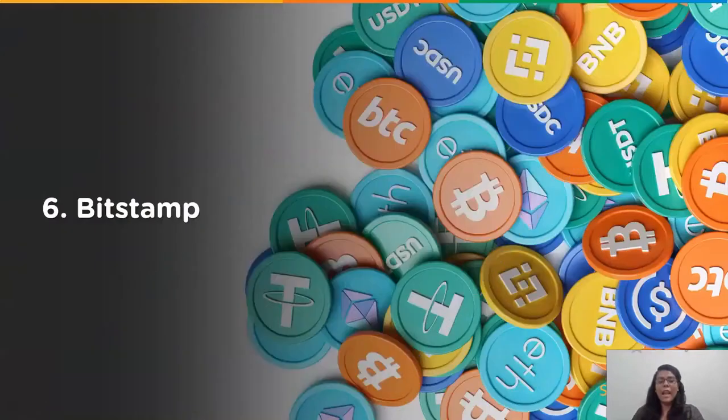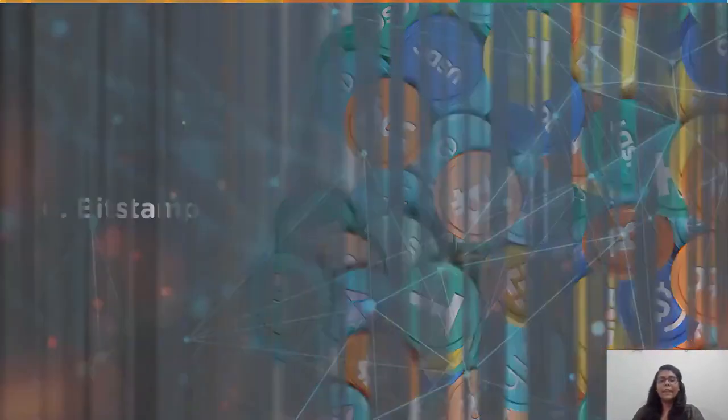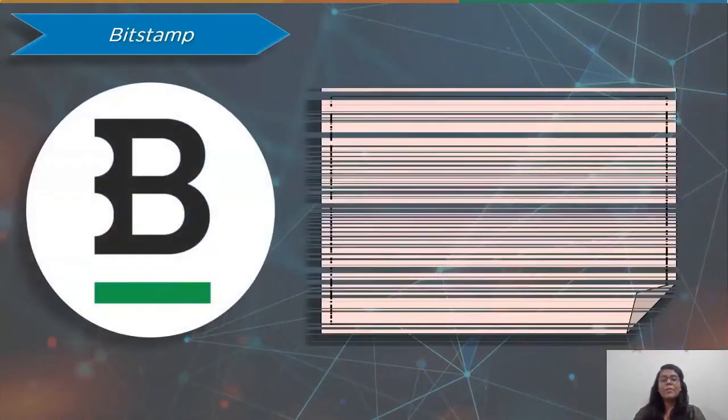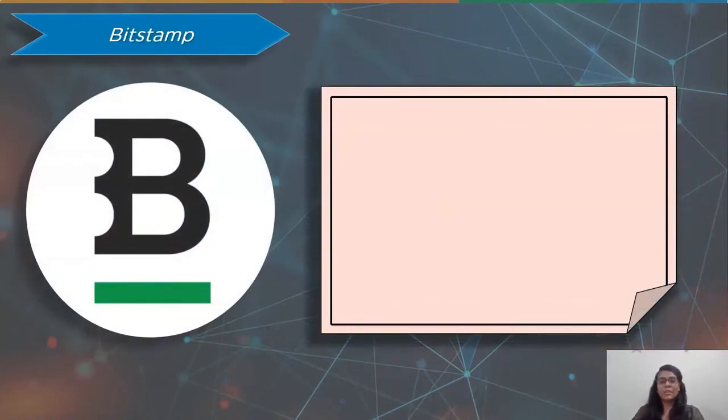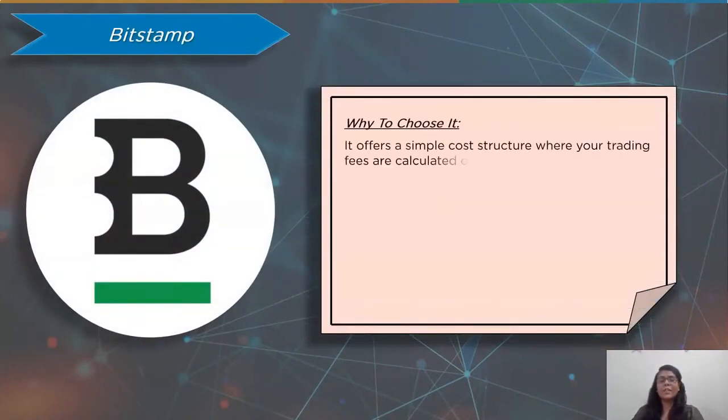Next in the list, we have Bitstamp. Bitstamp is one of the most cost-effective Bitcoin exchanges. It offers a simple pricing structure that bases your trading fees on your 30-day trading volume. For users with less than $10,000 on Bitstamp, the highest trading cost is merely 0.50%.